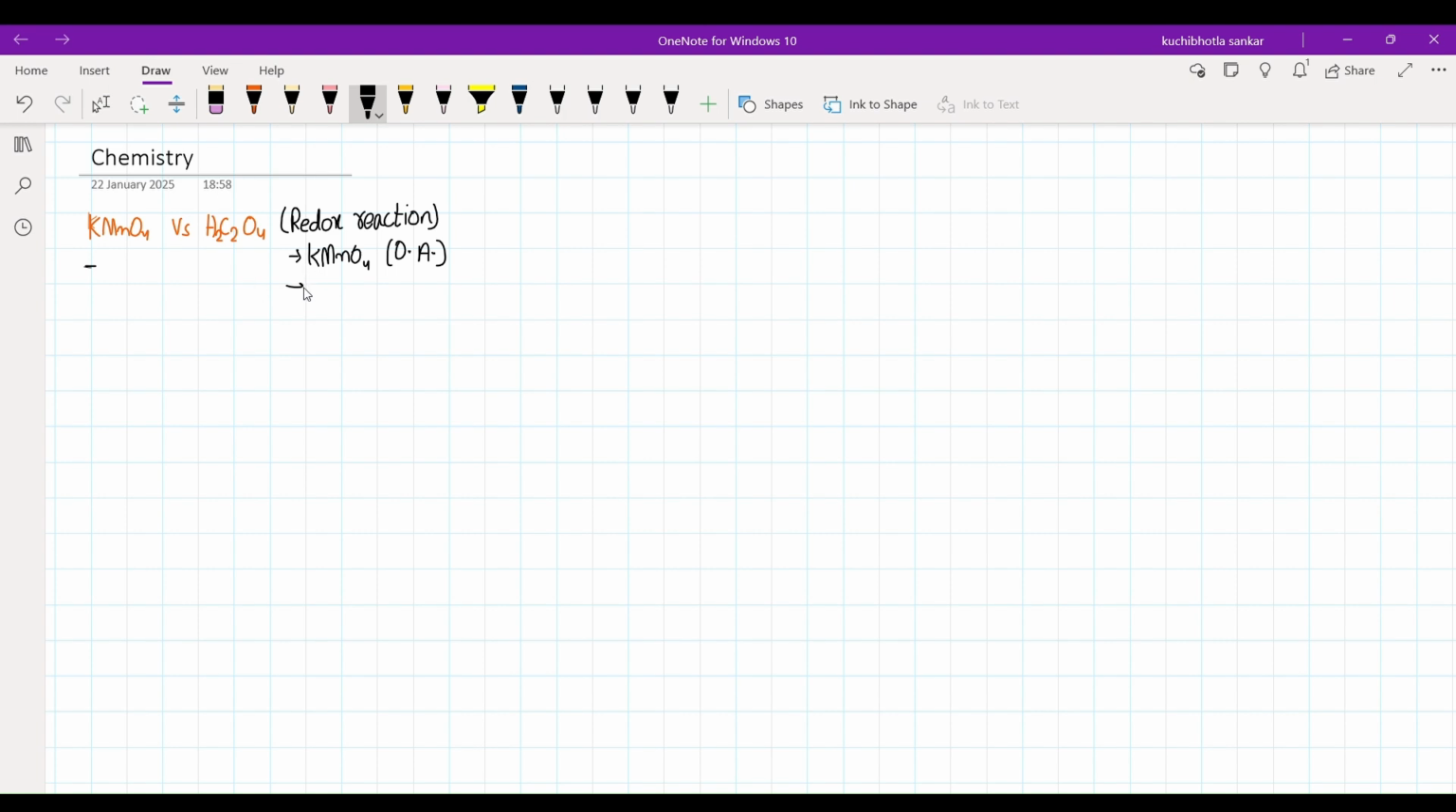What is meant by reduction? It is gain of electrons. And what is meant by oxidation? It means loss of electrons. And H2C2O4, which is oxalic acid, will obviously become a reducing agent. That means it oxidizes itself. It means it loses electrons. That is the basic property of any acid. You can remember that like that as well.